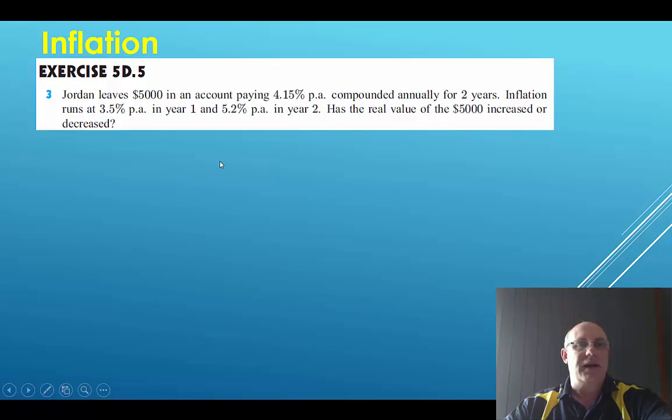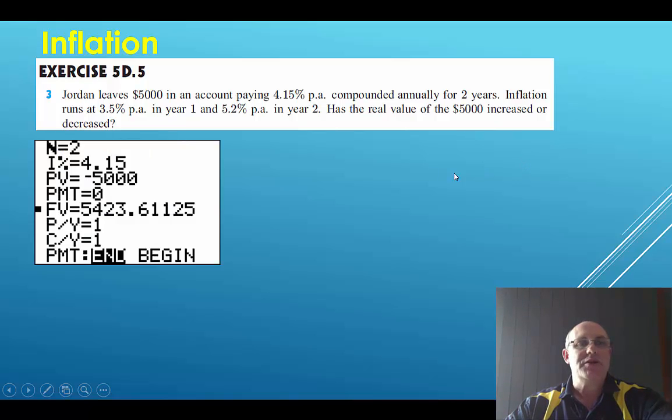So let's have a go at doing an example here. Jordan leaves $5,000 in an account paying 4.15% per annum, compounded annually for 2 years. Inflation runs at 3.5% per annum in the first year and 5.2% in the second year. What's the real value of the $5,000, an increase or a decrease?